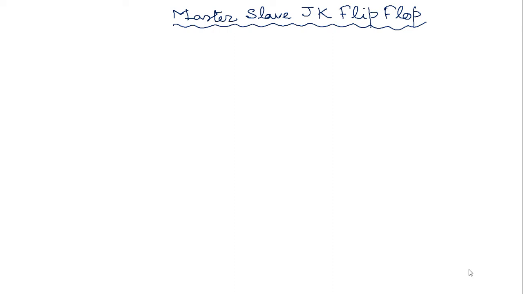Now I am going to start the master slave JK flip-flop. Before giving you an idea about the master slave JK flip-flop, the cause of introducing it is important. So I am revising the race around condition, so that the problem of race around condition that we can remove by the application of this master slave JK flip-flop. Once again I am repeating this race around condition.